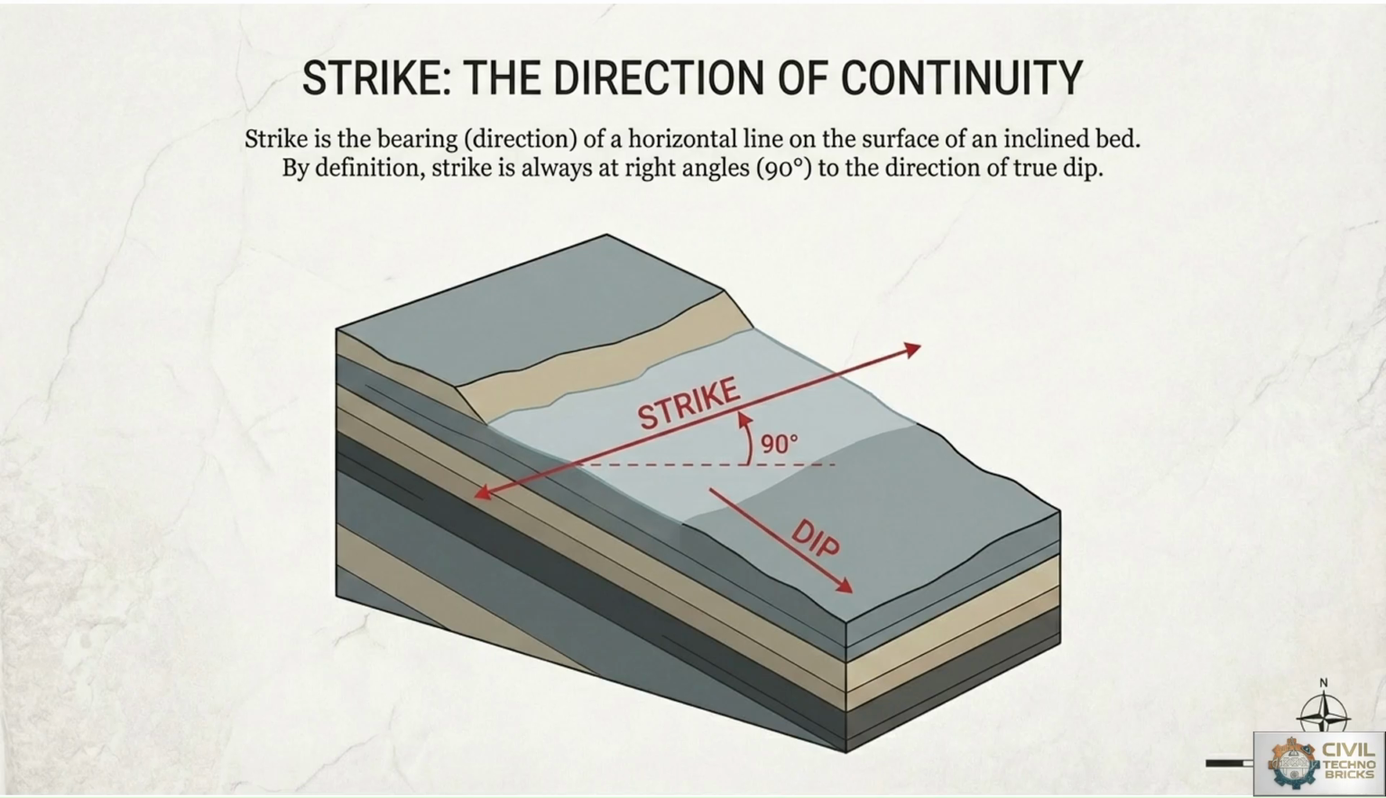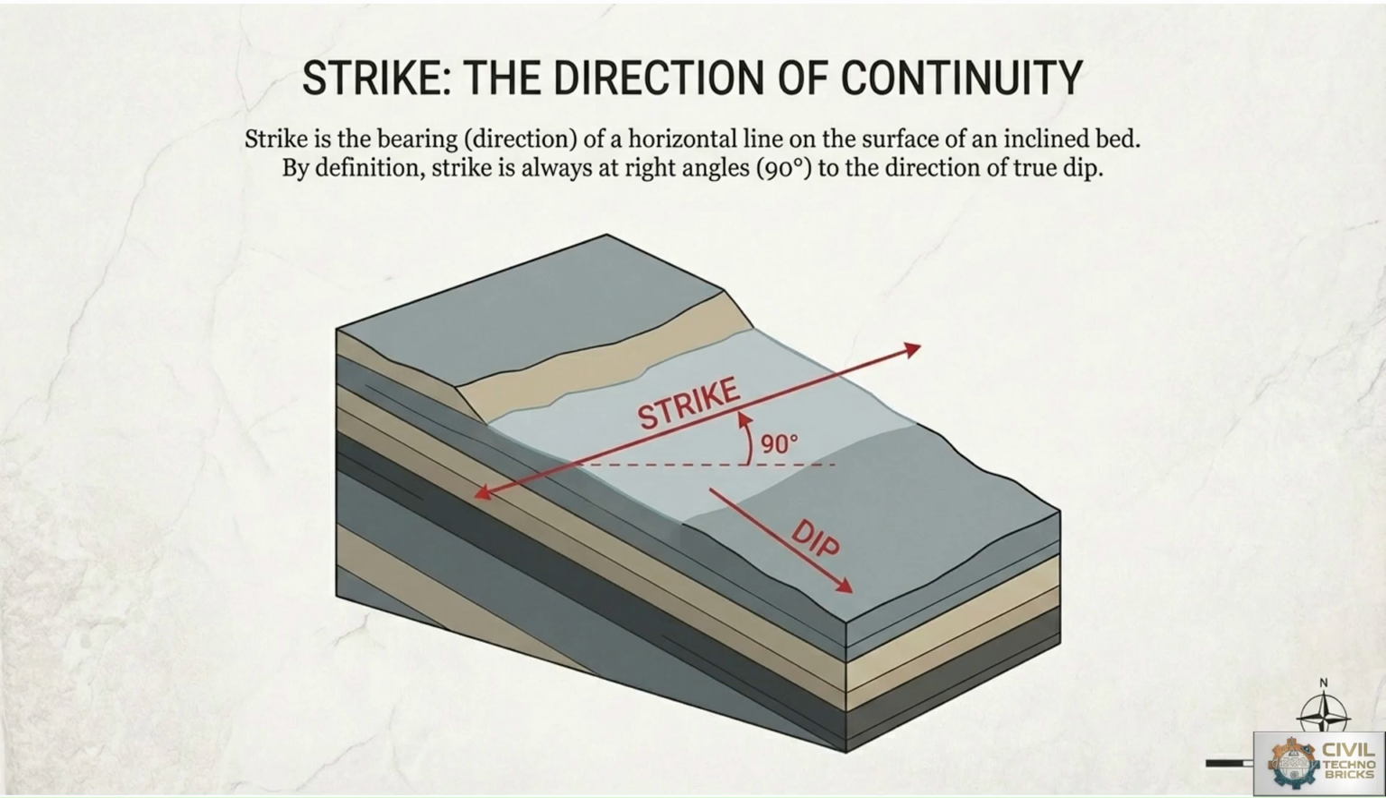Strike is always at right angles to the direction of true dip. So where is the true dip? It is downward from that surface. So we can take the perpendicular to that dip line and we can measure the strike angle with reference to it.